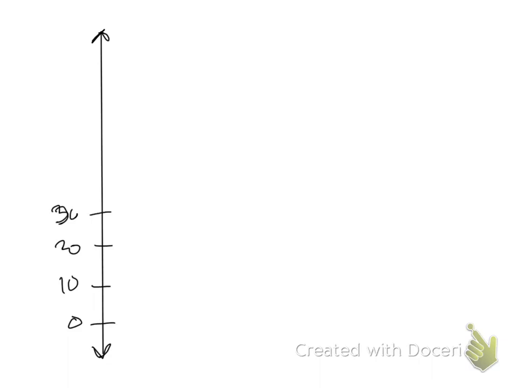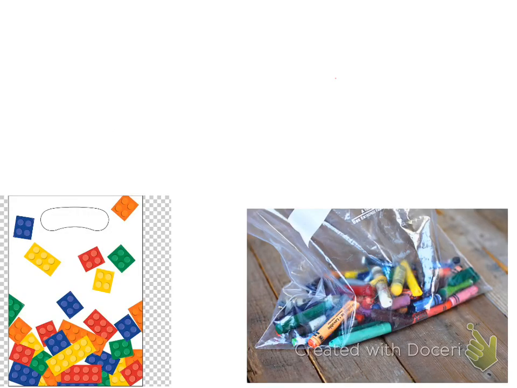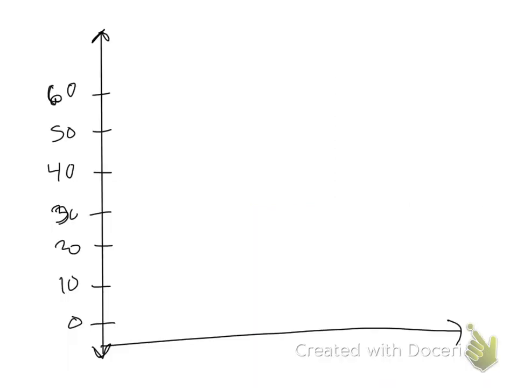I can use a number line with a scale of 10 to make a bar graph. And I would do that kind of the same way. But my bar would be vertical in this case instead of horizontal. Again, I would start at 0. And then I'd go up by tens. 10, 20, 30, 40, 50, 60, etc. And of course, the bottom part of my graph is going to be whatever object I'm measuring. So in this case, I might be measuring crayons or Legos in a bag.